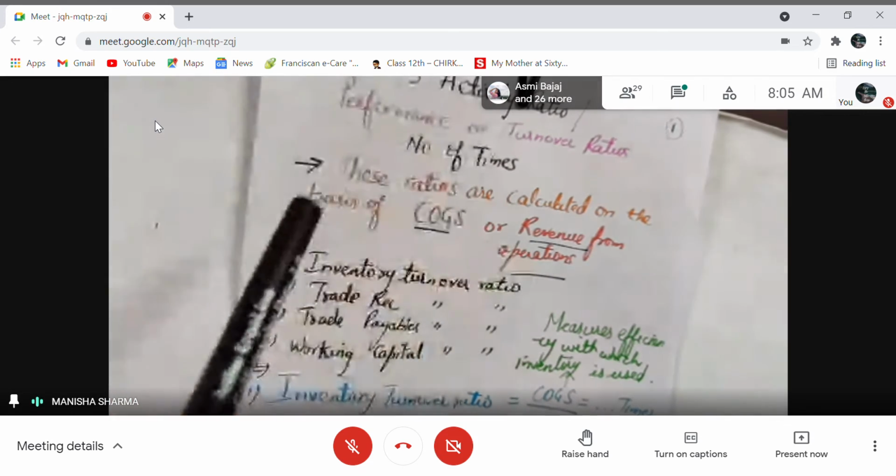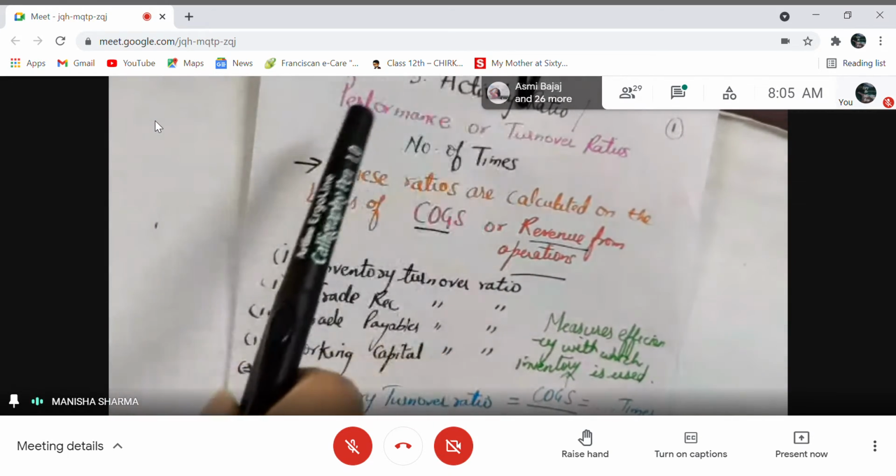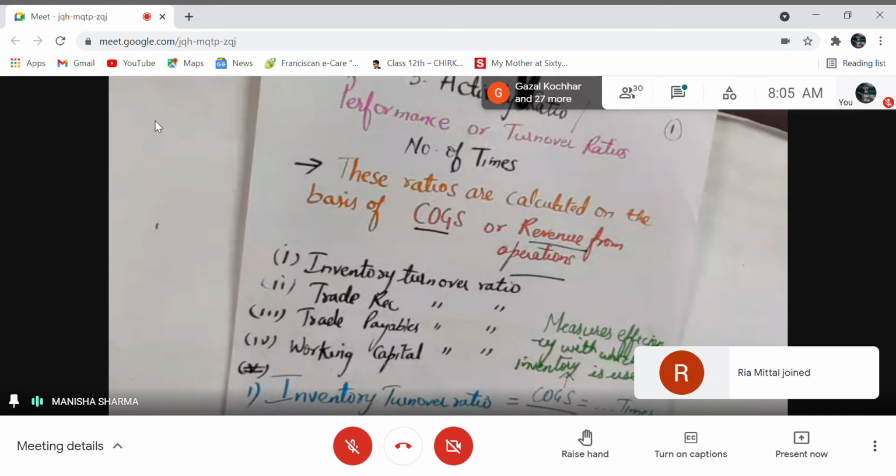Now we will start with the next ratio, activity ratio. The other name for the activity ratio is performance or turnover ratios. Turnover ratio, performance ratio, we will see what it means, why it is known as the turnover ratio. Then we calculate it in number of times.